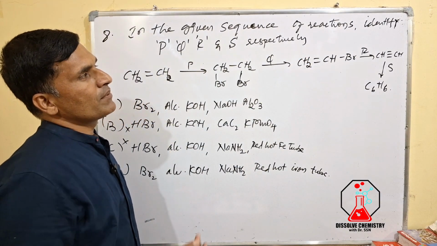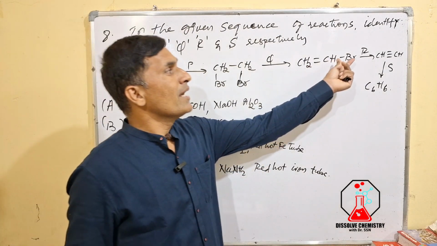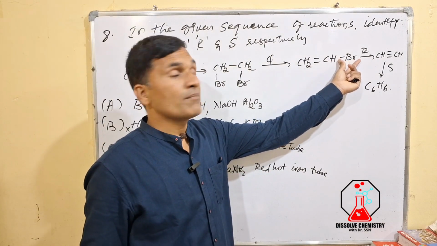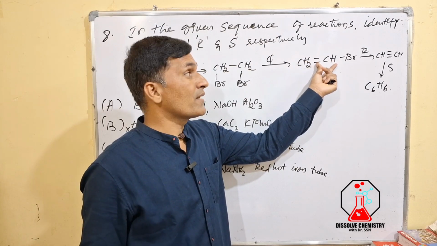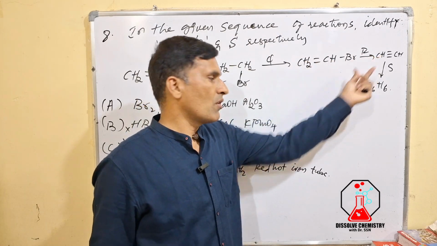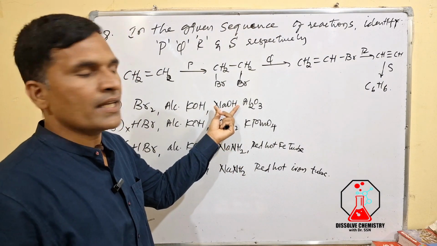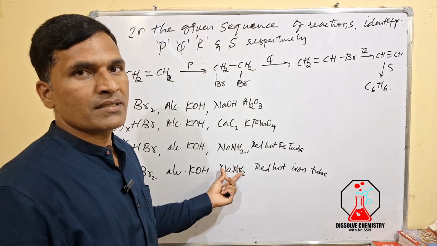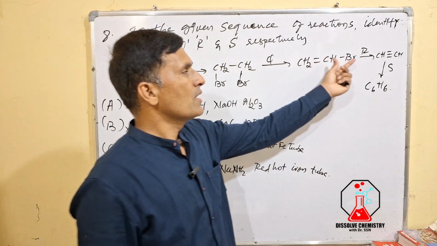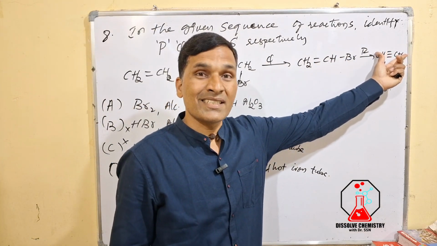And in the second step, if you want to dehydrohalogenate, already it is an alkene, so it is very difficult. Therefore we are using a very strong base like sodamide. Okay, NaOH is not sufficient here; we have to use a still stronger base, that is sodamide, and then we end up with acetylene.